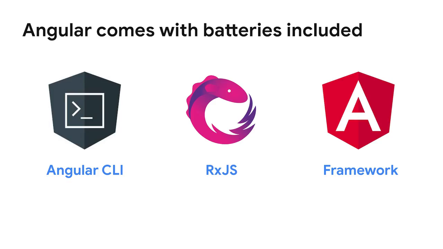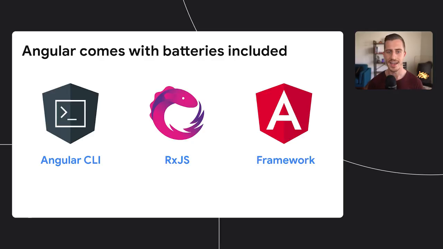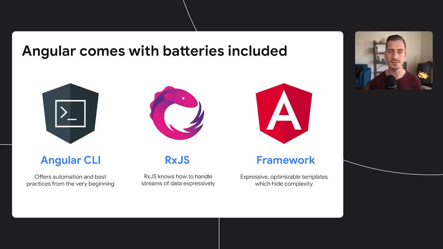Angular is a platform which comes with batteries included. Let us see how using the framework, Angular CLI, and RxJS, we can make this process even simpler. Angular CLI can automatically install the packages you need and integrate them with your application. Angular has a good integration with RxJS, which knows how to handle a stream of results and could help you query the model. The Angular framework offers an expressive, optimizable template syntax, which can hide all the complexity of interacting with machine learning. And now let us look at an example.